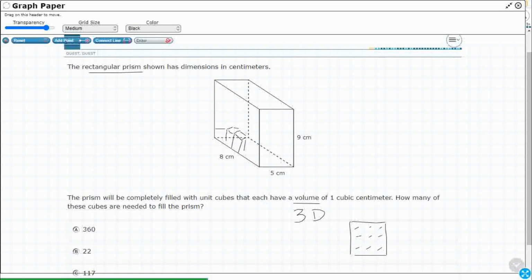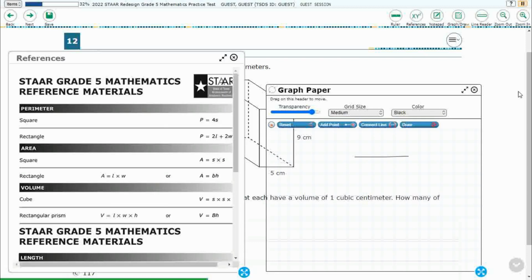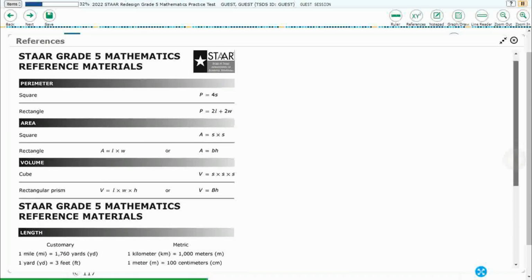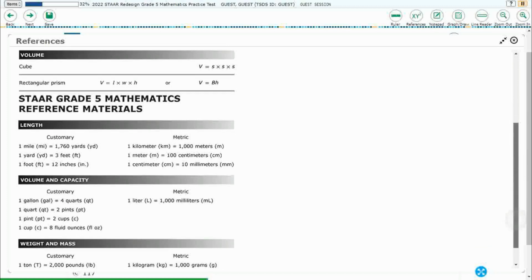So actually, we need to go to another one of our tools. So we'll keep that tool out, the graph paper. Let's open up our reference chart right there. See that X, Y squared button? All right, so let's expand this out and take a look. We actually have something, and I'll scroll it towards the top of the screen. Look at that, volume is what we're looking at.